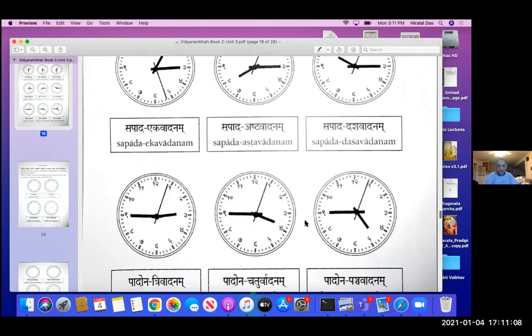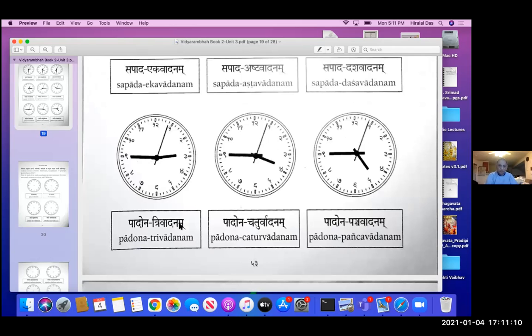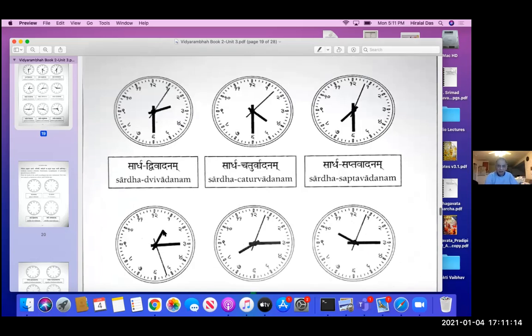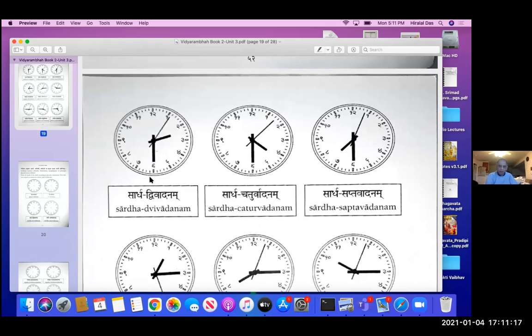Remember that. Then Sardha, sorry, this is Padon. Sardha is here. In Sardha, the long hand is always facing 6, and then depending on whatever number this is, Dvivadanam, it is between 2 and 3. Similarly, in Sardha the long hand is always pointing to 6, indicating 30 minutes. And Chaturvadanam is between 4 and 5. That is called Sardha.